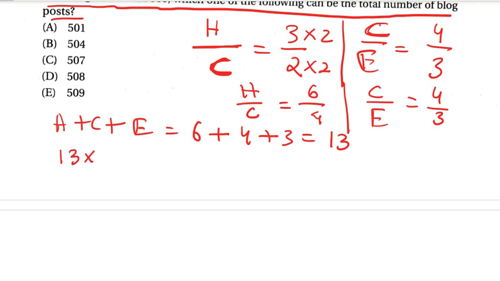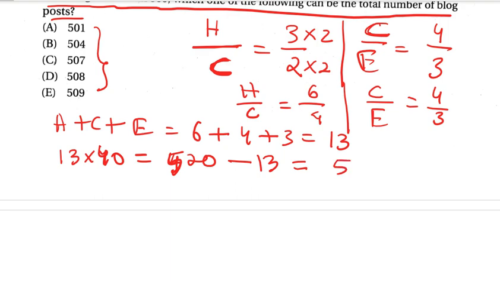So if I do 13 into 40, then what do I get? I get 520. Okay, do I have a 520 in this list? I don't have a 520. 520 cannot be, so it cannot be so great. So if I minus 13 from here, then what am I getting? I am getting 507. Do we have a 507 in the options? Yes, of course, we do have a 507. So this is my correct answer.